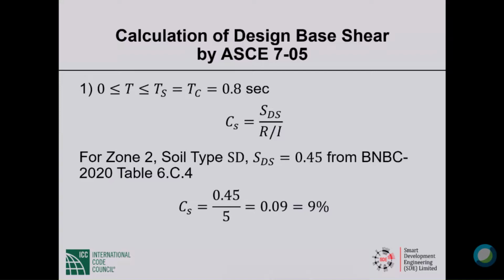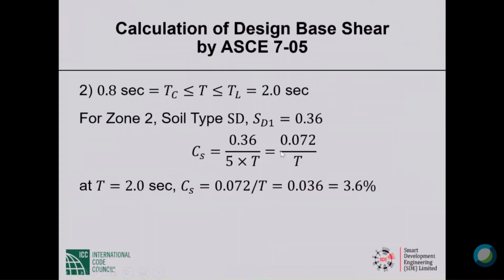Remember, the flat top goes from 0 period to T sub S, the transition period. So I'm talking about the flat top here of AC 705. Flat top is defined by S sub DS divided by R over I. S sub DS for zone 2, soil type SD, if you go to BNBC Appendix C, is 0.45. You divide that by 5, you get 9%.